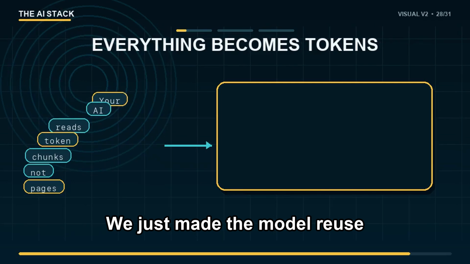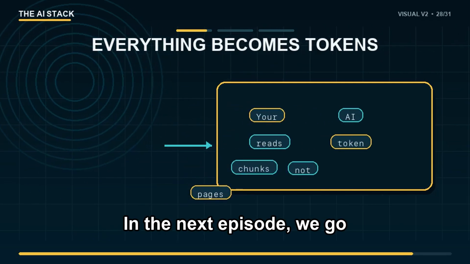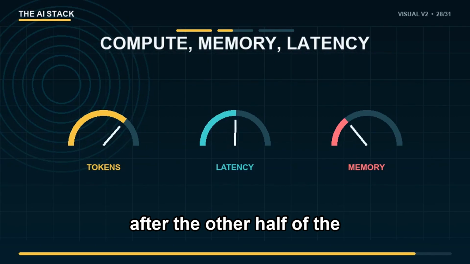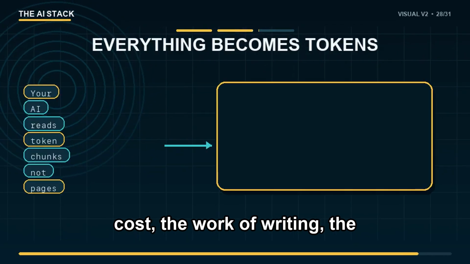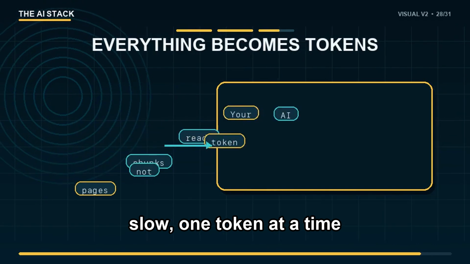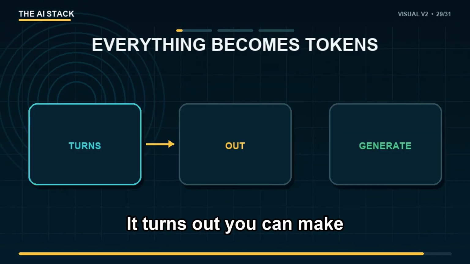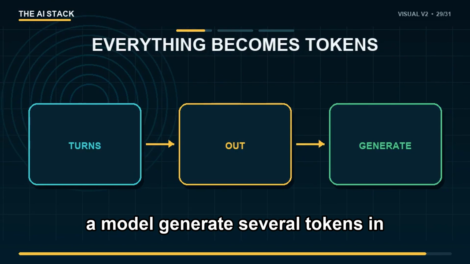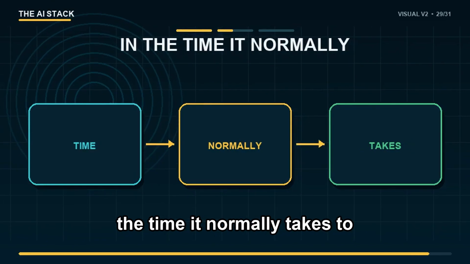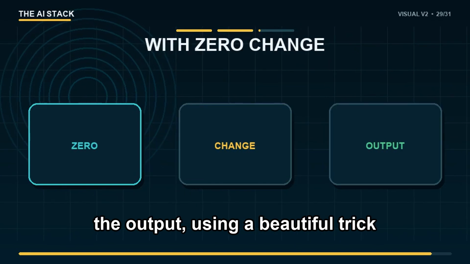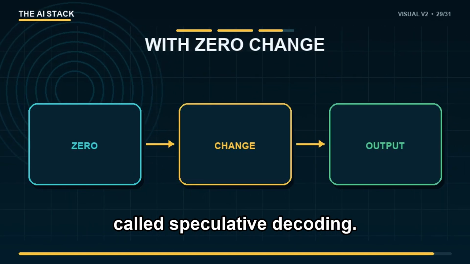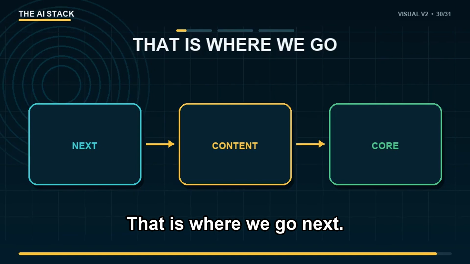We just made the model reuse the work of reading. In the next episode, we go after the other half of the cost, the work of writing, the slow, one token at a time generation itself. It turns out you can make a model generate several tokens in the time it normally takes to make one, with zero change to the output, using a beautiful trick called speculative decoding. That is where we go next.